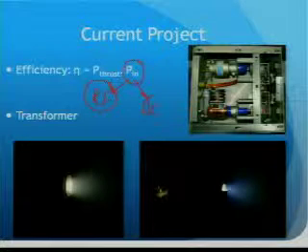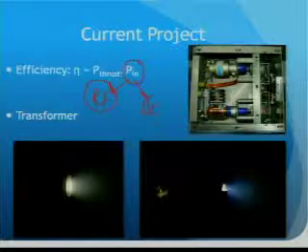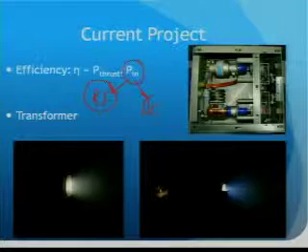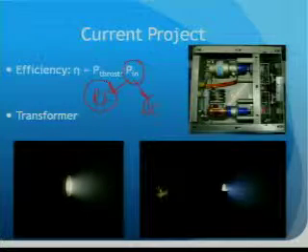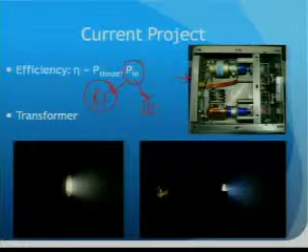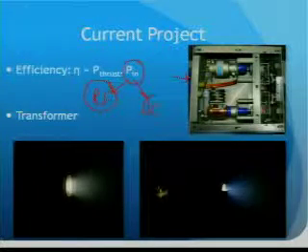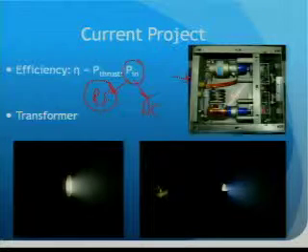Because of this, the efficiency of a helicon plasma source is a hotly debated topic in literature. Currently, we use a transformer, shown in this picture here, to measure the RF power from the helicon plasma source. My goal is to input sensors into the system to get a more accurate measurement of the RF power.